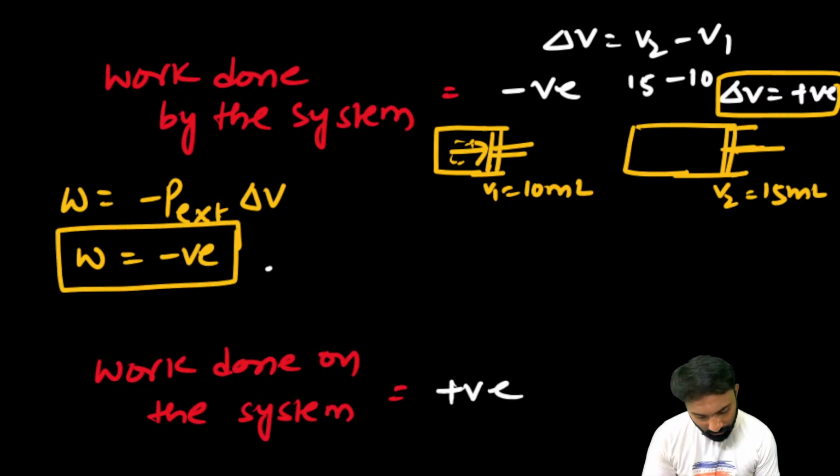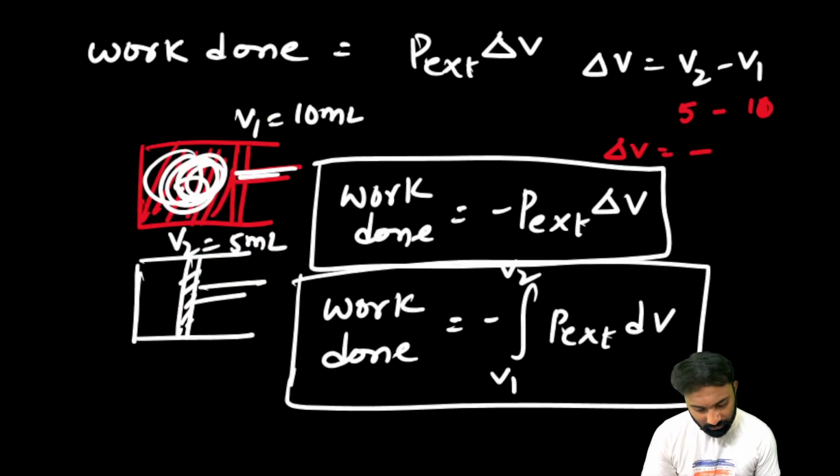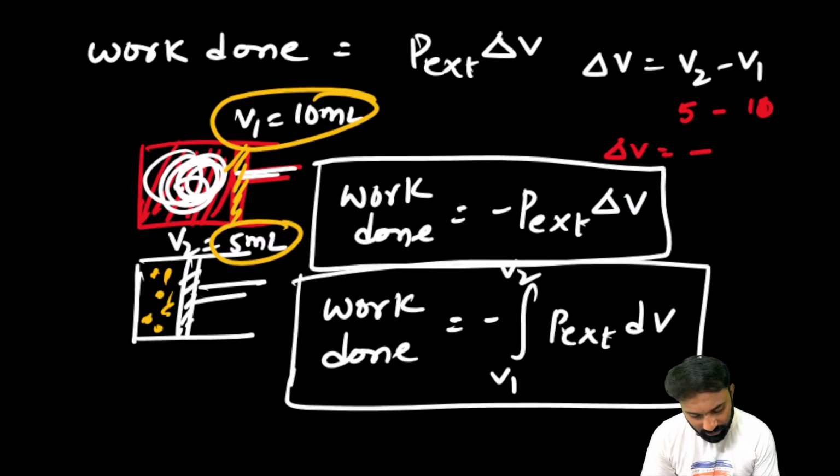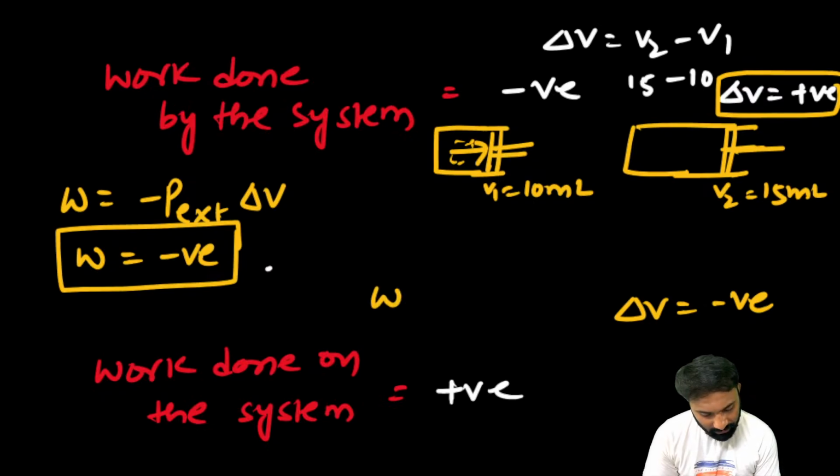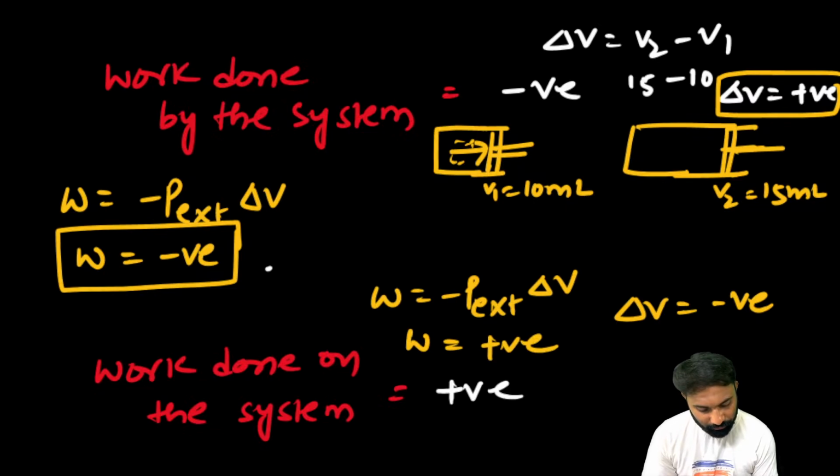You will get negative. Now work done on the system, just now we have seen. I just compressed the piston. When I compressed the piston, the change in volume decreased, which means delta V is negative. If delta V is negative, the work done is equal to minus P external delta V. Negative into negative, you will get work done as a positive. Here, work done by the system is negative and work done on the system is positive.